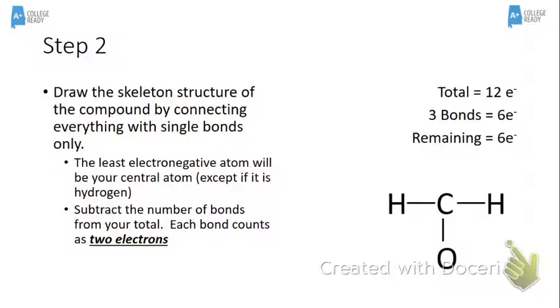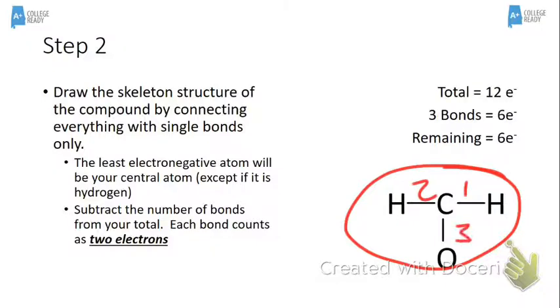perfectly happy being what we call a peripheral atom. So now that we've drawn the skeleton structure of our molecule, as you can see over here on this side, we need to subtract the total number of bonds that we have formed. So we have formed 3 bonds, and each bond counts as 2 electrons. So I have currently spent 6 electrons out of my electron bank account, and I have 6 left over.